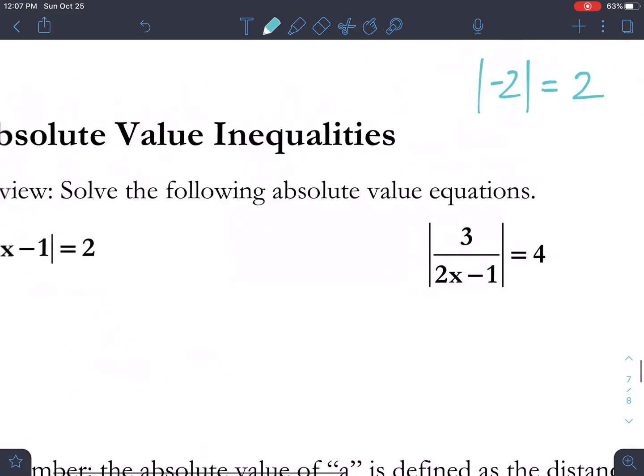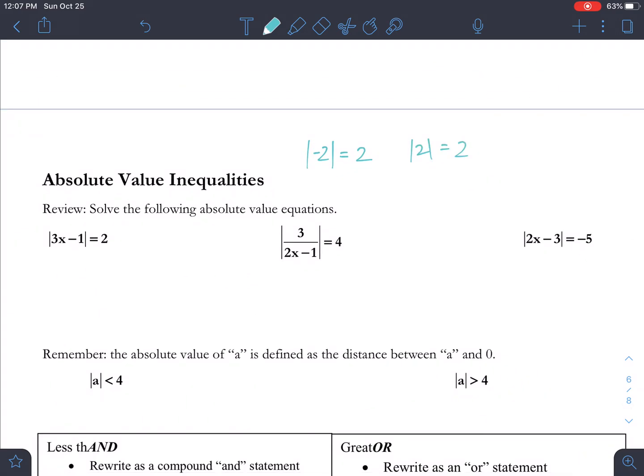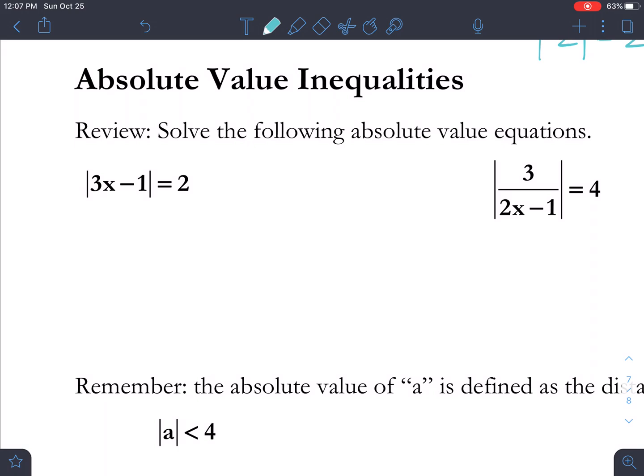All right, so if we're going to review, these are kind of algebra 1-ish. If you have an absolute value equal to a positive number, the inside of this is either -2, because then it would be 2, or the inside of this is 2. So that's kind of the equation you set up. You say, okay, well, either 3x minus 1 is equal to 2, because absolute value of 2 is 2, or 3x minus 1 is equal to -2, since the absolute value of -2 is equal to 2 as well.